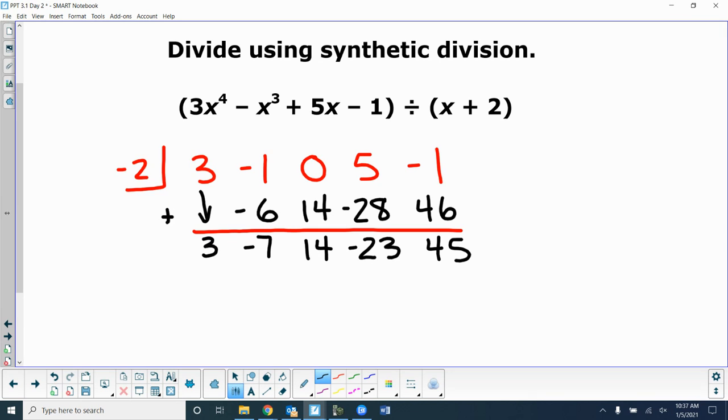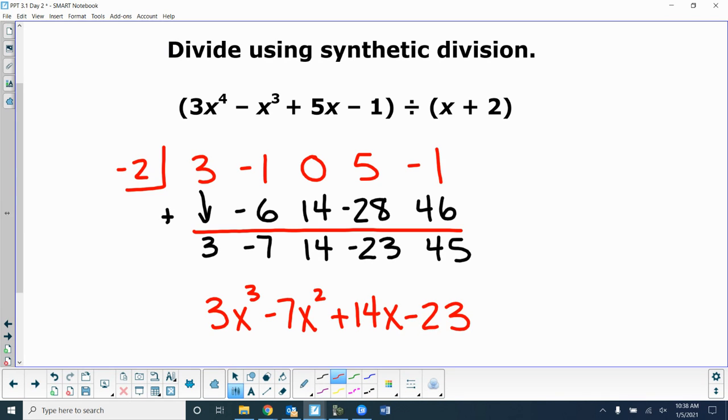remember, is always one less for my exponent. So this starts as 3x to the third. And then this goes in order. Minus 7x squared plus 14x minus 23. And remember, that last number is my remainder. So it's a positive 45, so I'll put plus 45 over what we were dividing by, x plus 2.